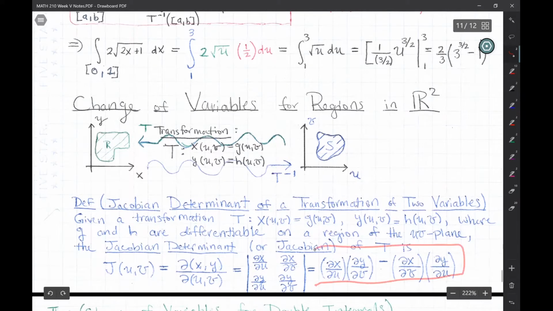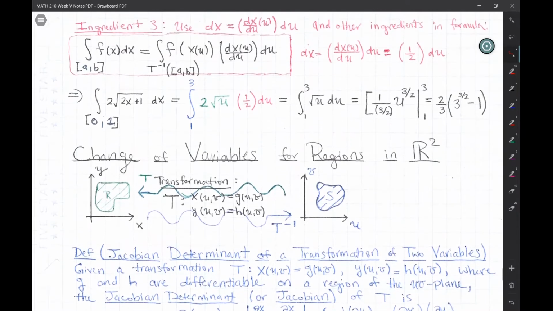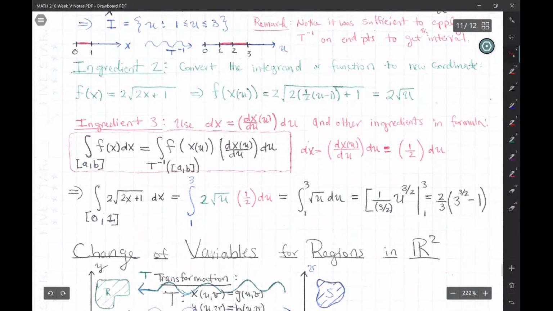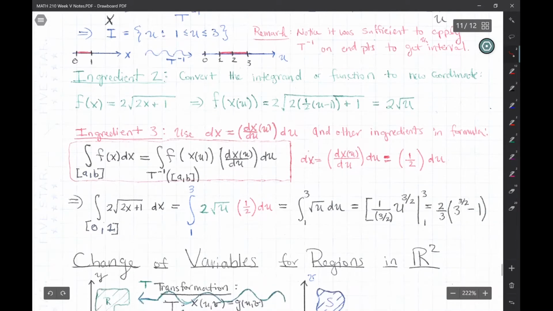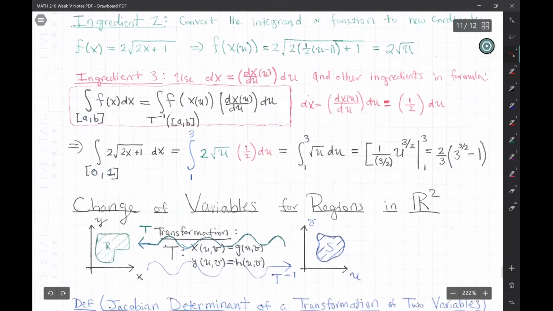We could write out the determinant, and we have that expression here. This is called the Jacobian. It's called the Jacobian of the transformation of two variables. Okay, and what's the analogy for the Jacobian in one dimension? Well, we computed it above this. So that right there is the analogy for the Jacobian, but for intervals rather than regions in the plane.